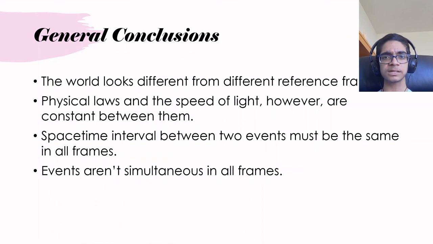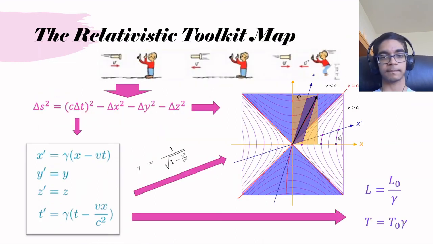So using these very simple rules, we're able to derive more complicated things using this relativistic toolkit map. The top diagram with the moving flashlight and boy demonstrates to us that, again, the speed of light is a constant. Regardless of whether you're moving or your flashlight's moving, the speed at which the light hits your eyes is still going to be the same, roughly 3 times 10 to the 8 meters per second.